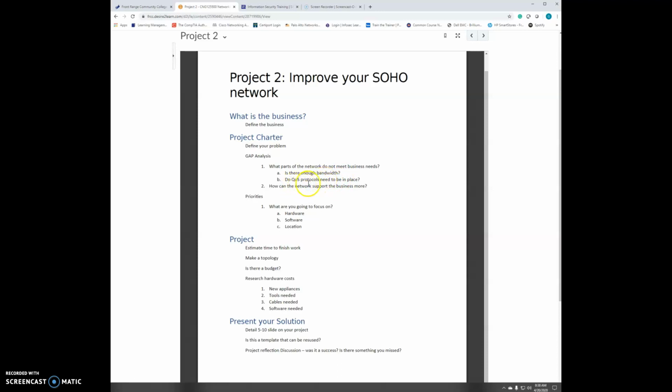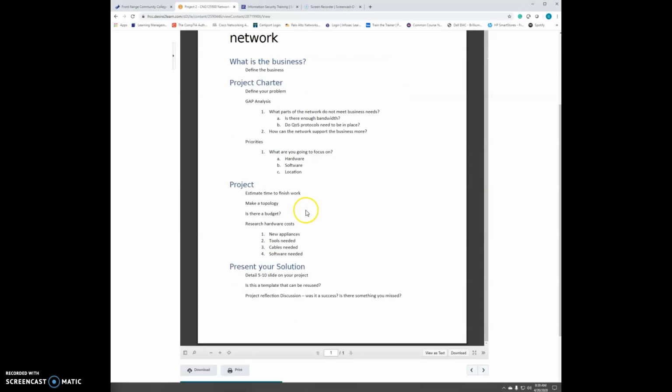Do QoS protocols need to be in place? Not so much since I was using internal. How can the network support the business more? Well, that's why I needed the backup on, I believe, a Western Digital book. What are you going to focus on? It was mostly hardware, some location, and maybe just a little bit of software. So priority was mostly hardware, location, and then software.